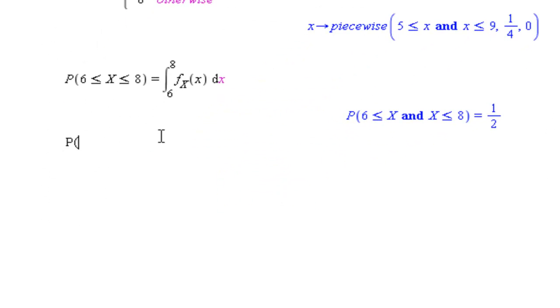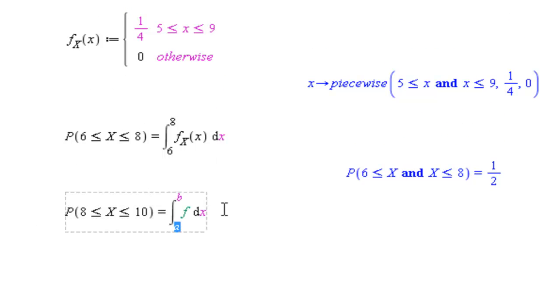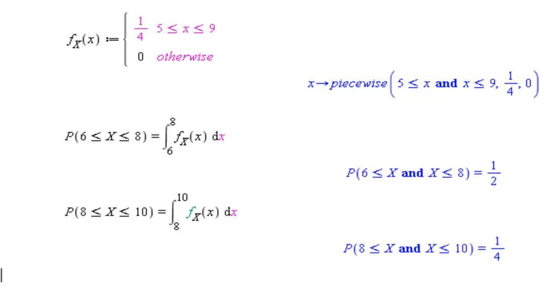Now I'm going to do another probability, the probability that my random variable x is between 8 and 10. In calculus language, it is the integral from 8 to 10 of f sub x of x dx. I don't think that f should be green, but we'll leave it and see if it's happy with that. And it says that this integral is 1/4.